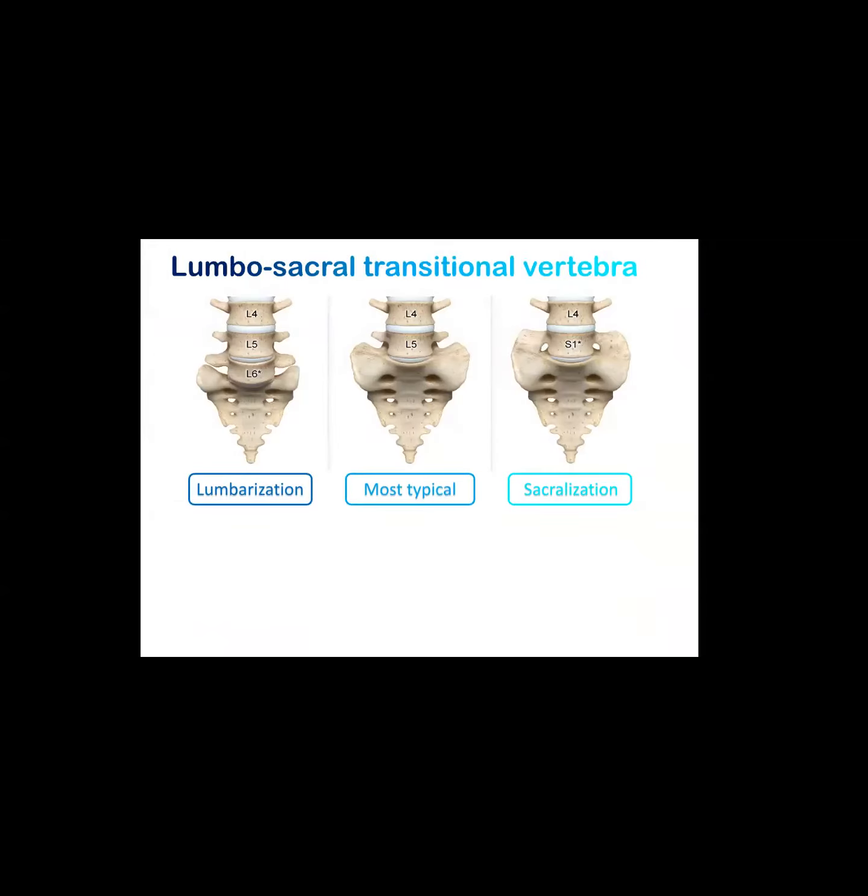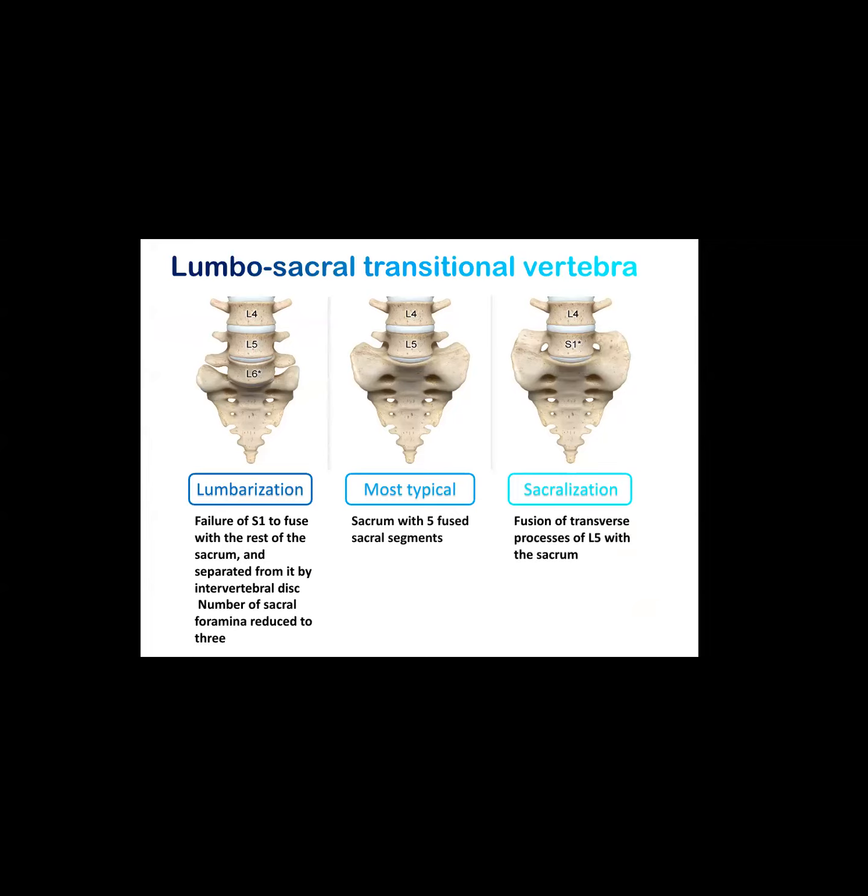Lumbosacral transitional vertebra. The middle one is the most typical, with the sacrum formed of the 5 fused sacral segments. In lumbarization, there is failure of S1 to fuse with the rest of the sacrum, and it is separated from it by an intervertebral disc. The number of sacral foramina is reduced to 3. In sacralization, there is a fusion of the transverse processes of L5 with the sacrum, so that the number of sacral foramina increases unilaterally or bilaterally.